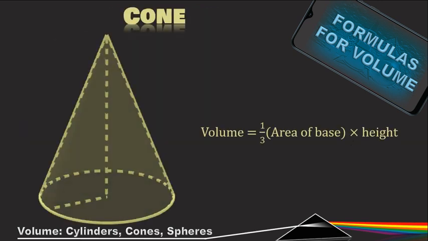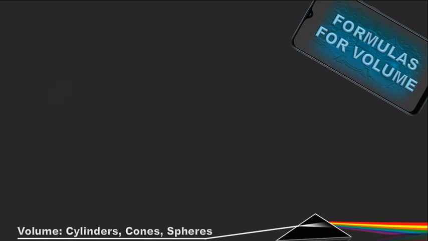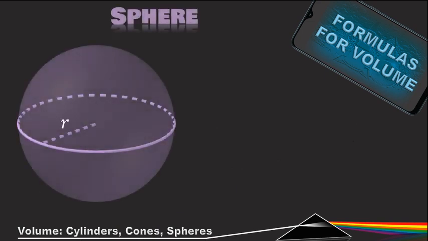And then for a cone, a cone works exactly like a pyramid. We take the area of the base times the height and multiply that by a third. A cone has a circle as a base, meaning we are working in terms of a radius, so we have a third times pi r squared times the height. And then a sphere, this one you just need to learn off by heart. The volume is 4 over 3 pi r to the power 3.